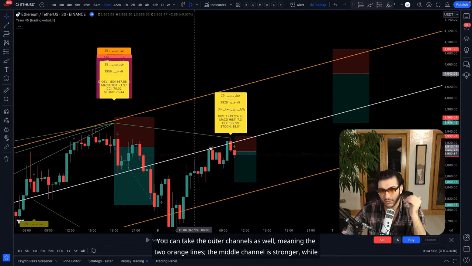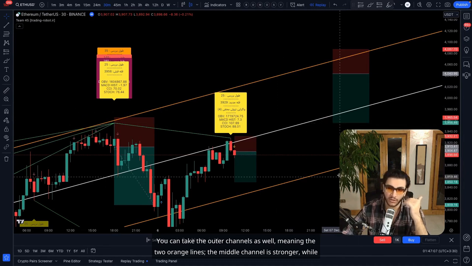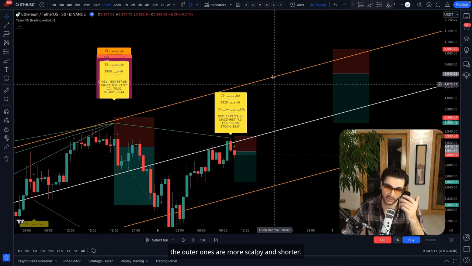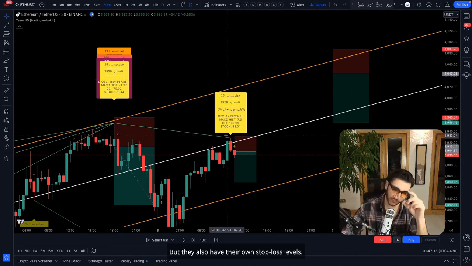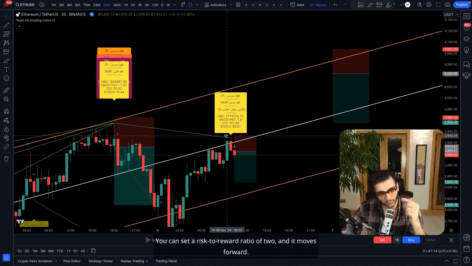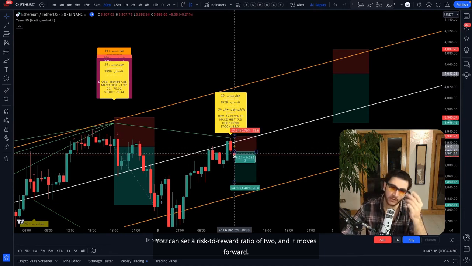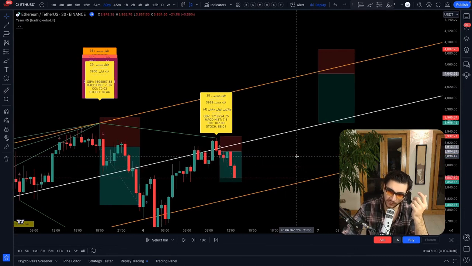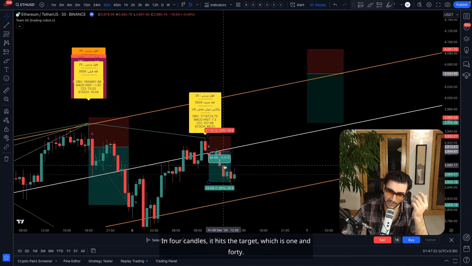You can take the outer channels as well, meaning the 2 orange lines. The middle channel is stronger, while the outer ones are more scalpy and shorter, but they also have their own stop loss levels. You can set a risk to reward ratio of 2, and it moves forward. It goes forward. In 4 candles, it hits the target, which is 1 in 40.